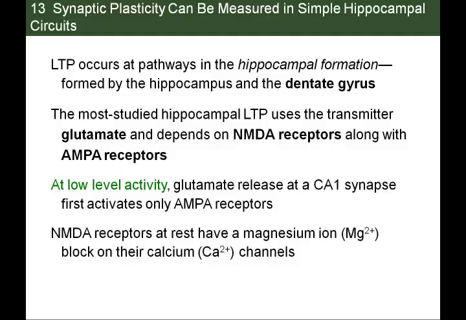At low levels of stimulation, glutamate is released from the CA1 synapse. CA1 is a subfield of the hippocampus, so you can put hippocampus above that to make it easier for yourself. And with this release of glutamate from the CA1 subfield of the hippocampus, you only get the AMPA receptors activated. So at low levels of glutamate release, meaning when the presynaptic neuron releases a little bit of glutamate, you only get the AMPA receptors activated and not the NMDA receptors.